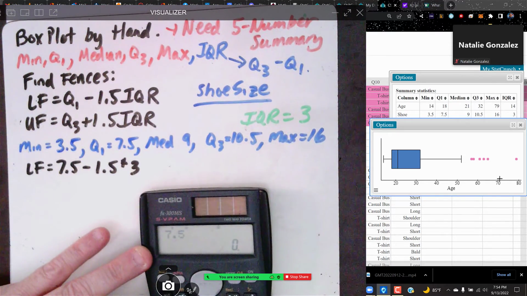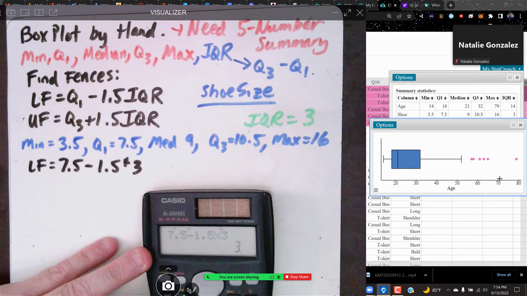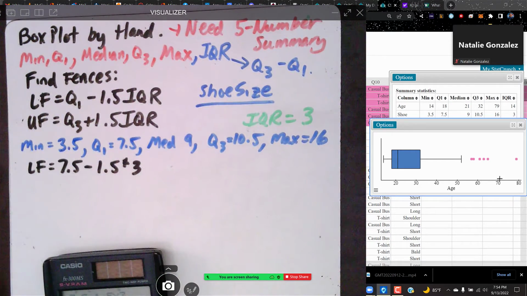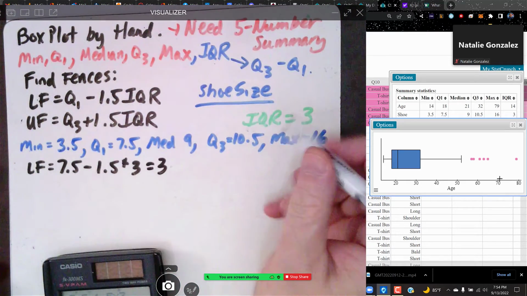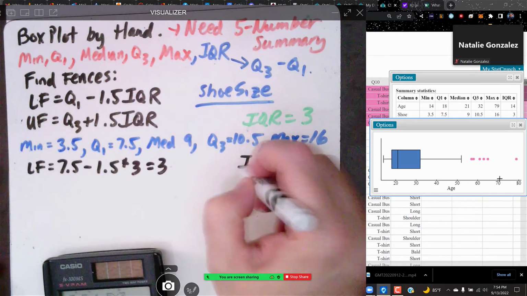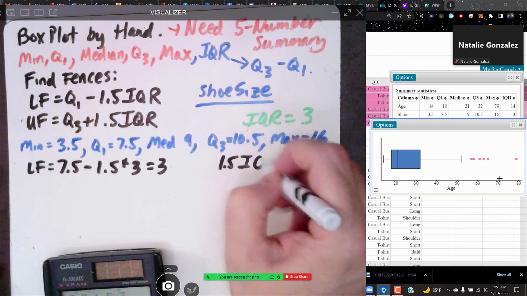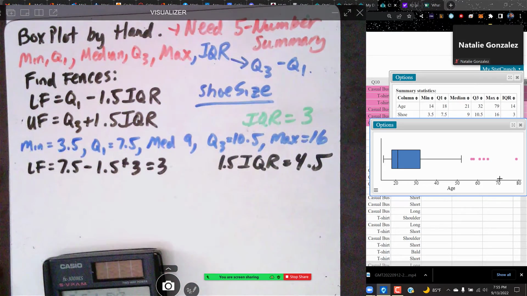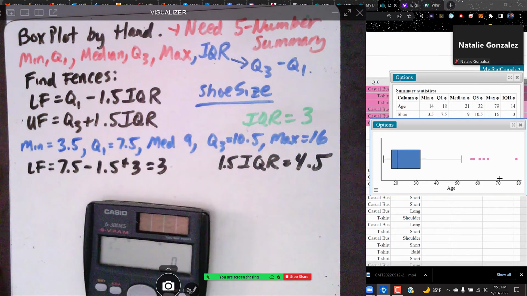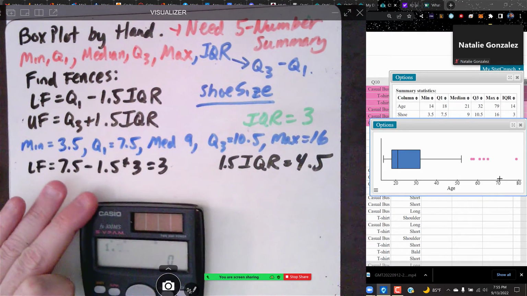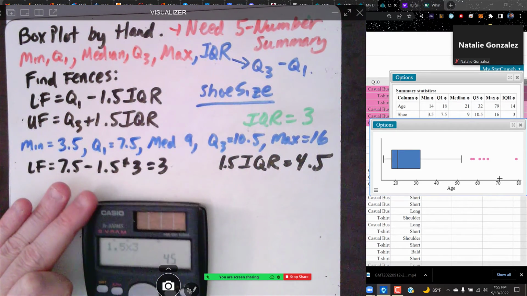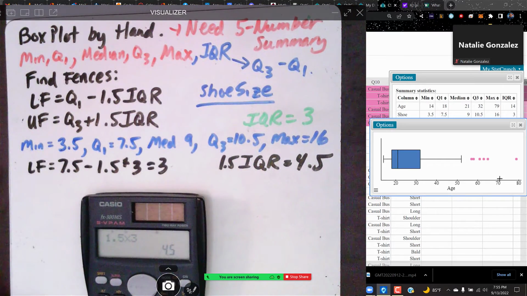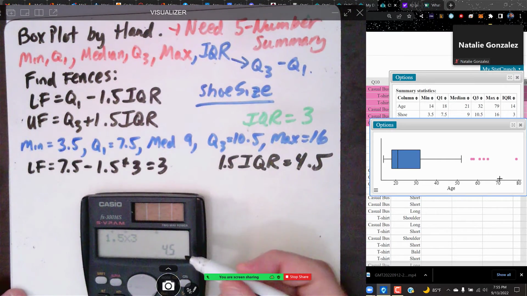$7.5 minus 1.5 times 3. And the answer is 3. 1.5 times the IQR is 4.5. If you calculate this separately, there's a benefit to it if you just do that once. You don't need to do the calculator work as much each time. You just use 7.5 minus 4.5.